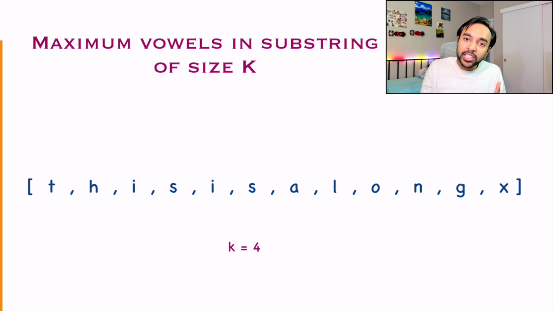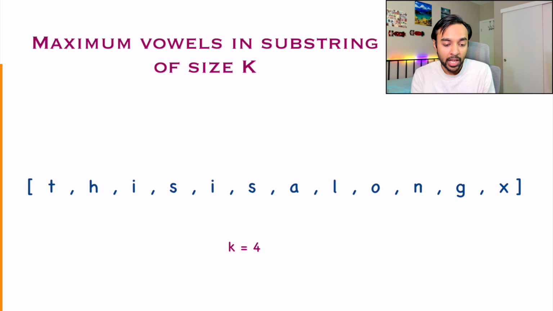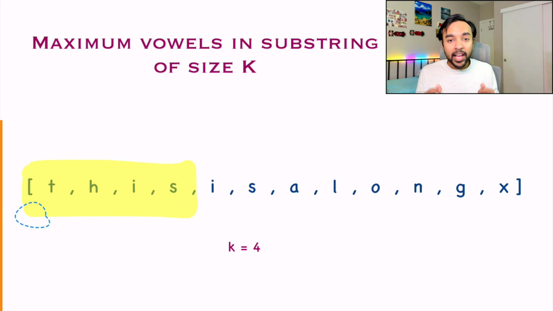What do you have to do in this problem in the end? Once again, you are given a certain size. You know that you will have a substring of this particular length of the size 4. It means I will have a window of size 4. And once again, what do you need to do? Just count how many vowels you can find.